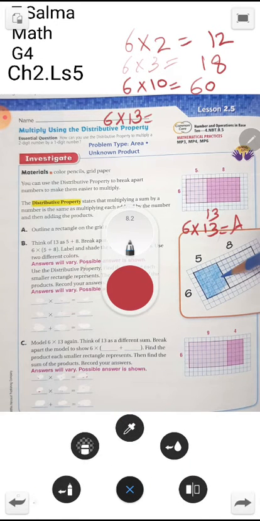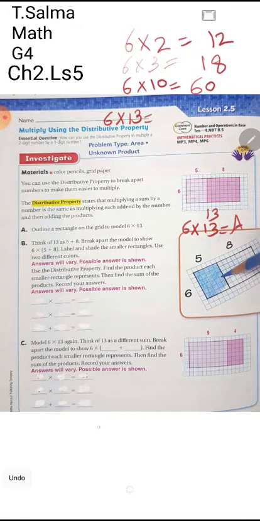Sorry, I will write it again. I will break down this 13 into two numbers, 8 and 5. The addition of these two numbers will be 13. So I will separate this number into 8 and 5. So here I will break this length into two numbers. The first one will be 8 and the second one will be 5.